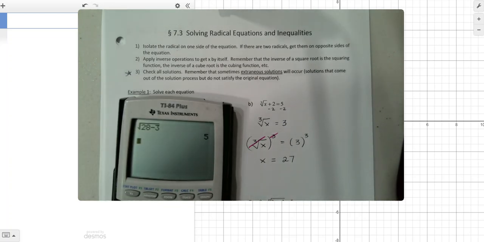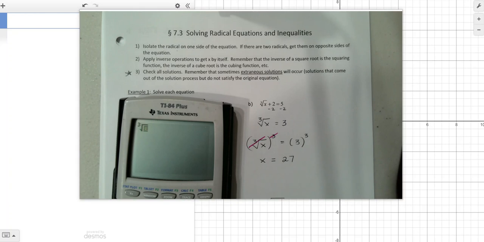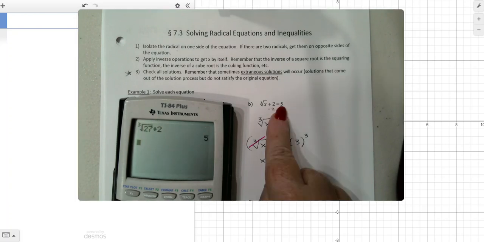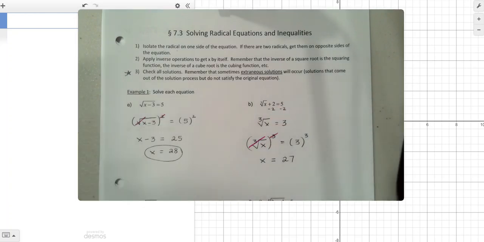If I want to double check that, the cube root of, and I'm going to put in 27 for x, add 2, is 5, which is exactly what I expected. So my answer checks out.